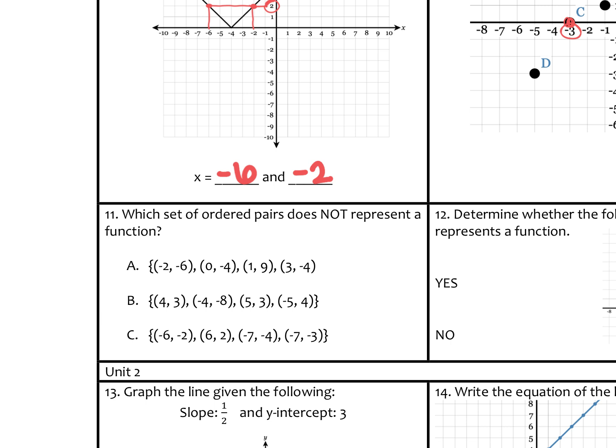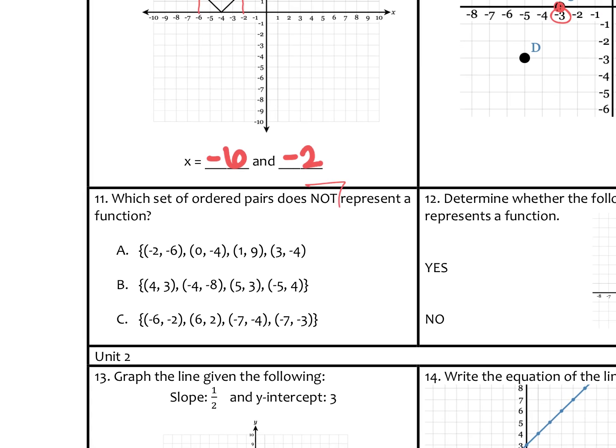All right, which set of ordered pairs does not represent a function? So as a reminder here, a function just means there are no repeated x's. So if I look at my x values, I'll highlight them here. I'm looking for no repeats.